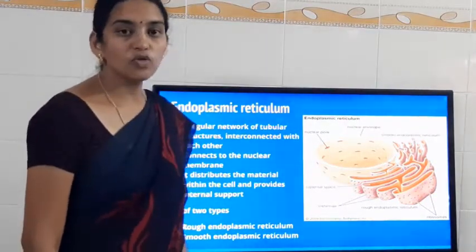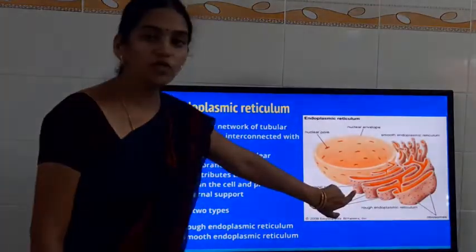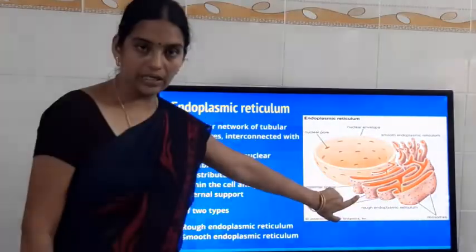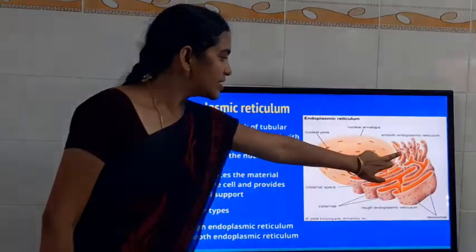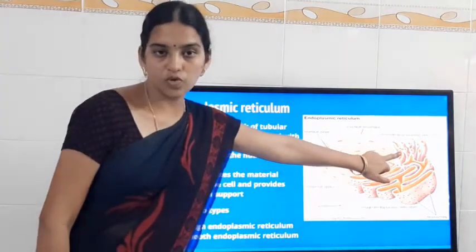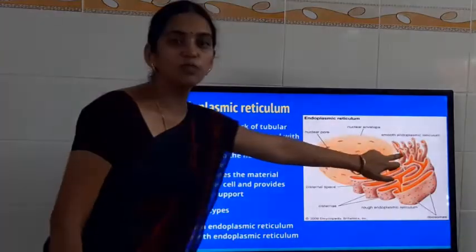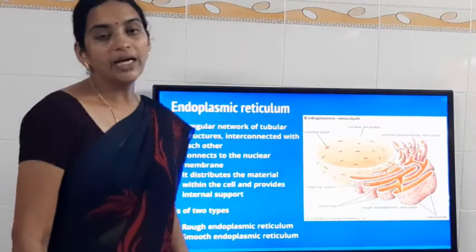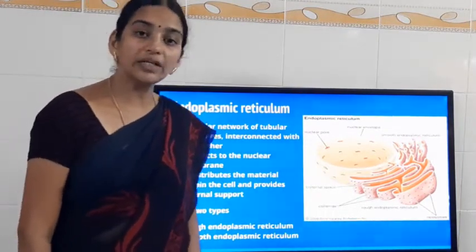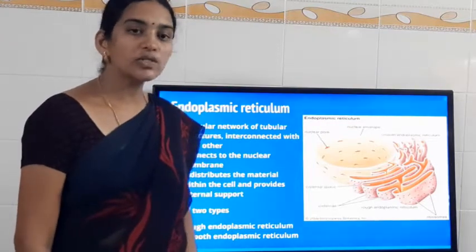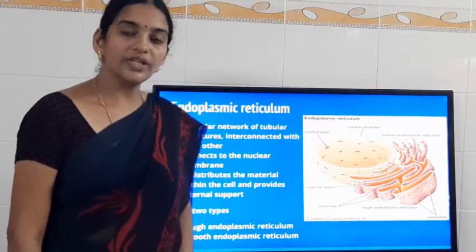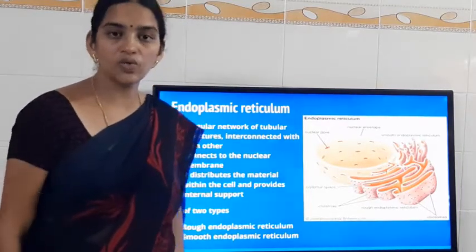If there is a presence of ribosomes on the surface of endoplasmic reticulum, it is called rough endoplasmic reticulum. Here we can see that there are no ribosomes attached to the surface, so this part is called smooth endoplasmic reticulum. Especially, this organelle gives a lot of internal support to the cells, and it also serves as a pathway. It distributes material within a cell or in between two cells.